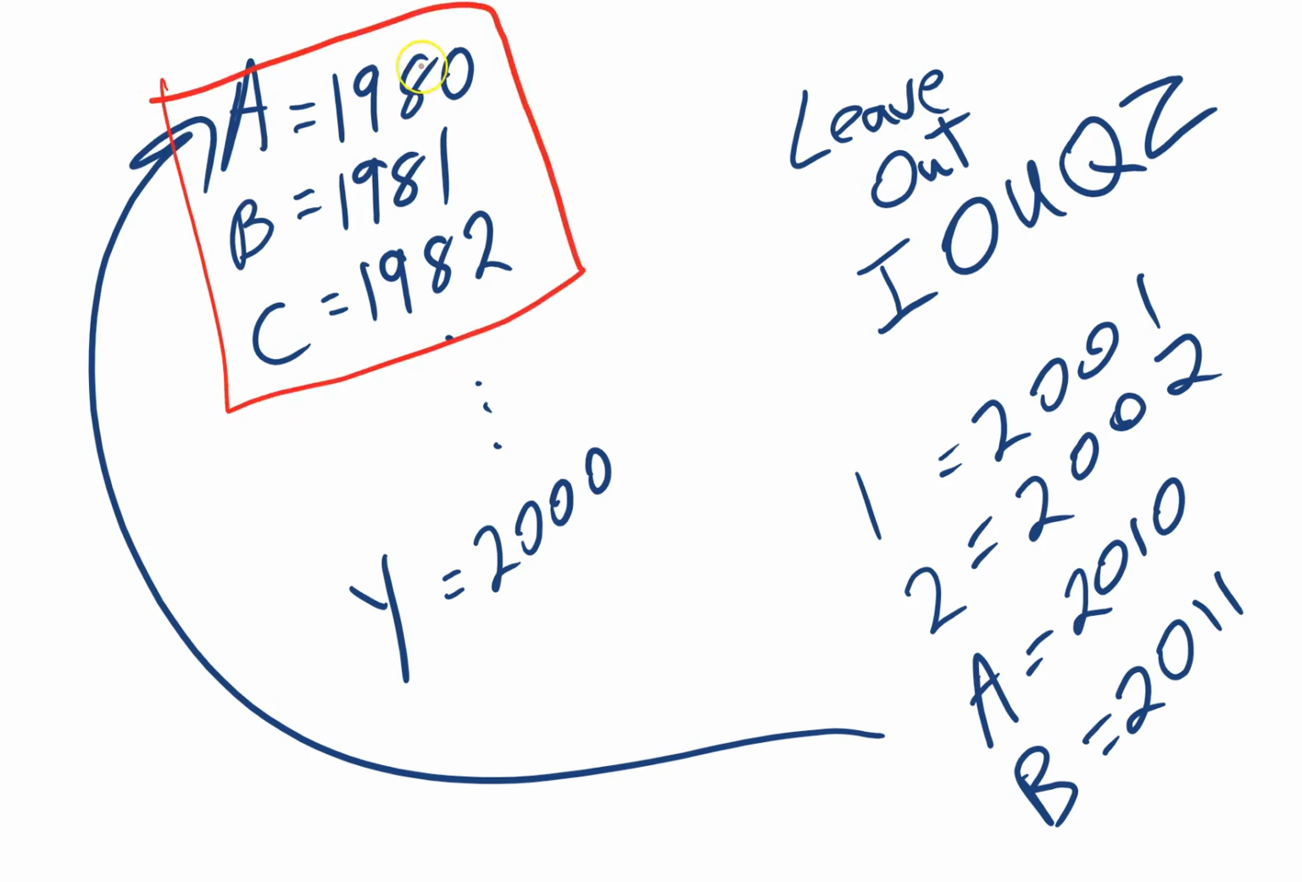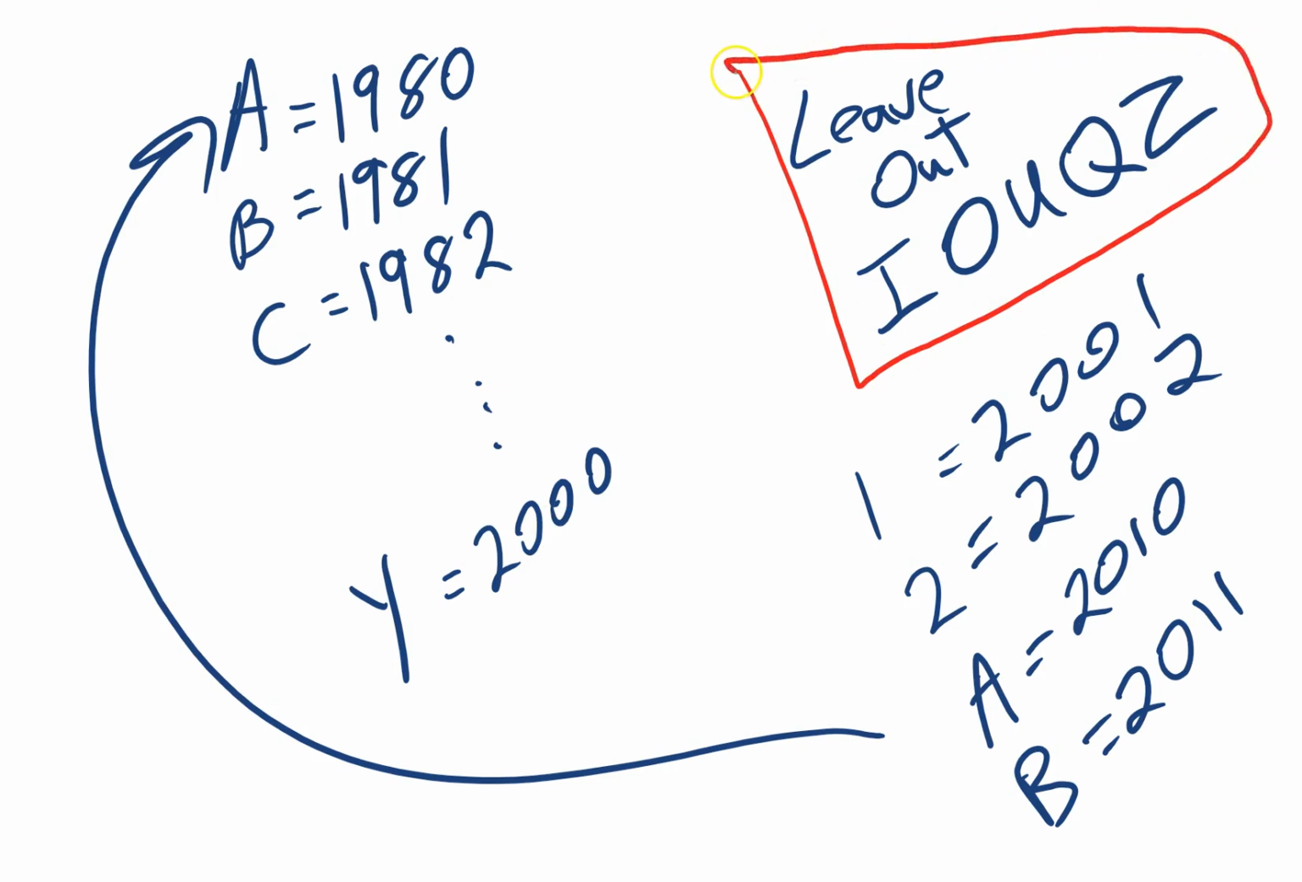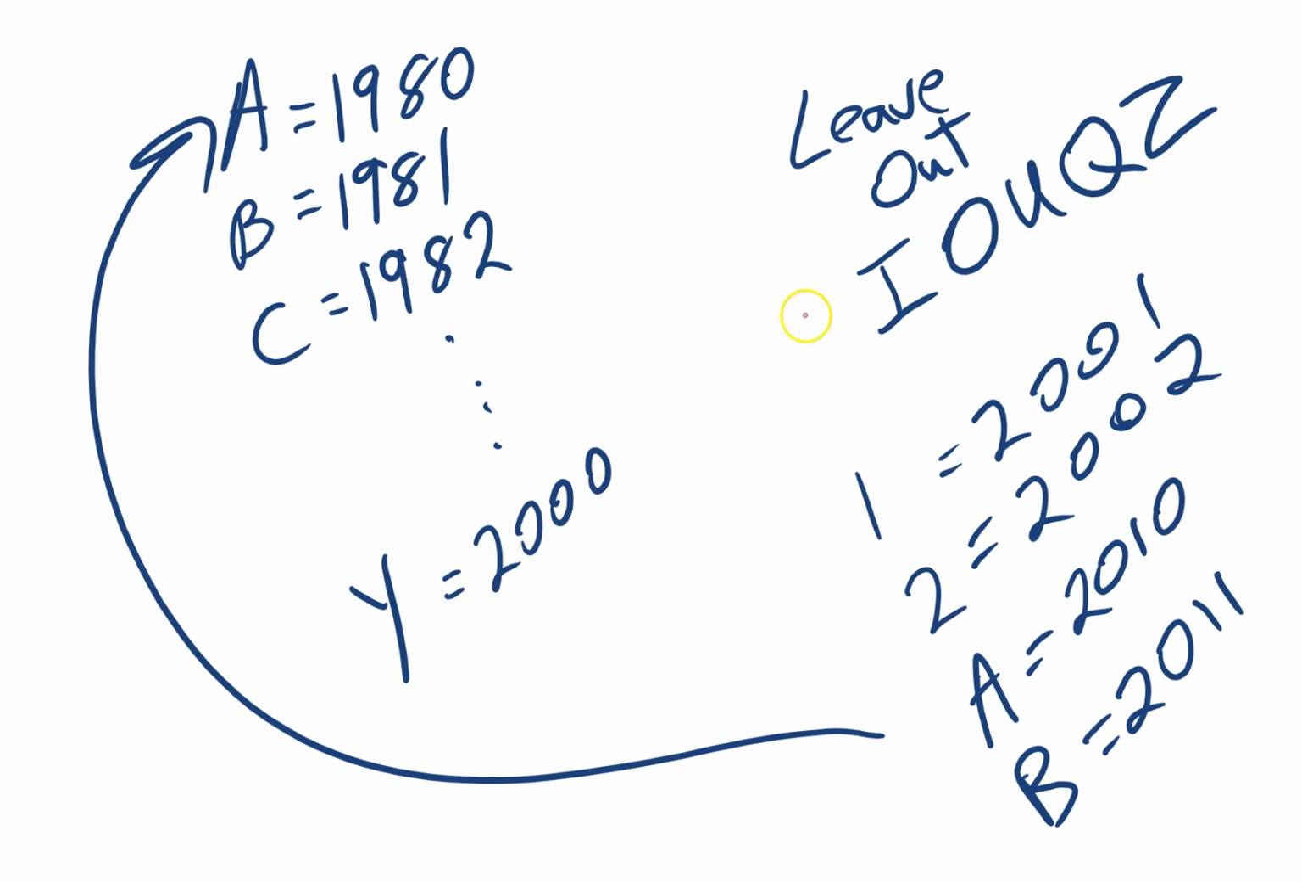If it's an A, that means it's 1980. And B means it's 1981. C makes 1982. And you go on and on all the way down to Y, which is 2000. Now there are a few things you need to be careful of. You don't use these letters: I, O, U, Q, and Z. You leave them out. And so that's why Y is 2000. We don't count Z. You'll never see a Z, and I, O, U, Q, and Z you never will see.